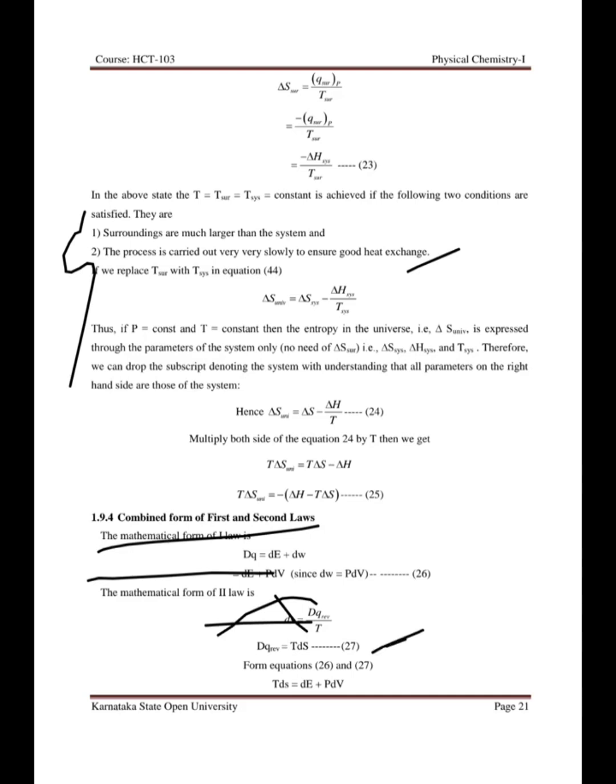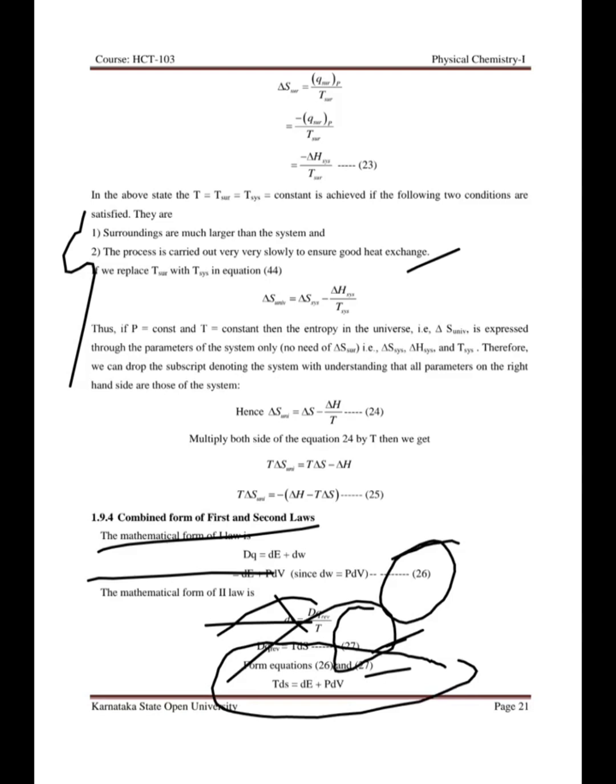So if you combine equations 26 and 27, we will get T delta S is equal to delta E plus P dV. So this is the equation you are getting after combining equations 26 and 27.